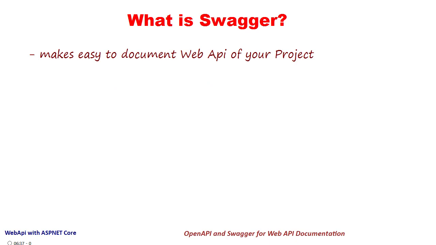Swagger makes it easy to document the various web API exposed by your project. The summary of your API is maintained in a JSON-based file called OpenAPI.json. This document is the main document, but we are not required to worry about it in our day-to-day life.